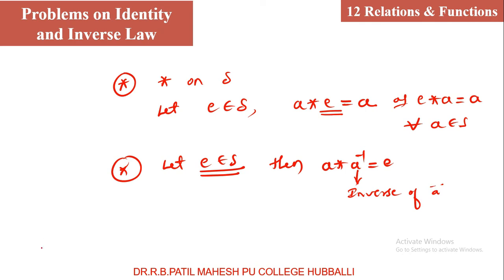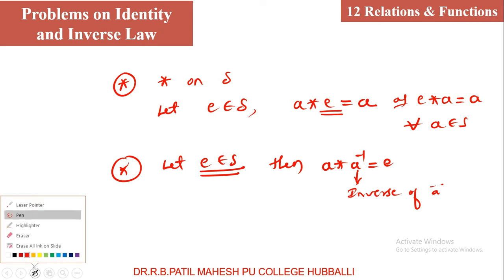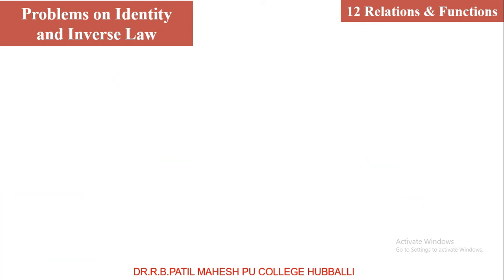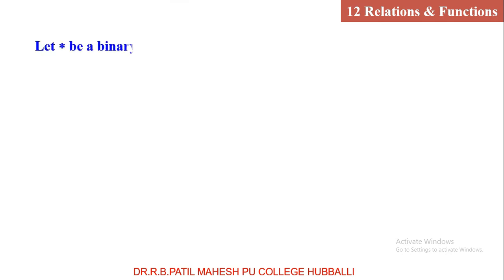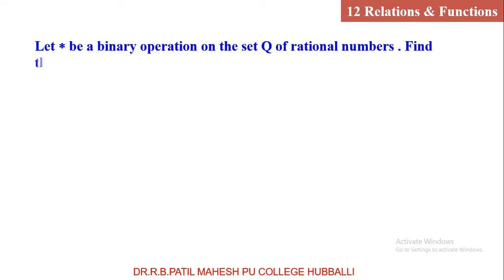Why I am telling repeatedly is just because we should solve the problems without any doubts. Once a student is clear with the definition, they easily solve the problems. So then we'll see the problems now. Let star be a binary operation on the set Q of rational numbers. Find the identity element. The operation is here A star B equal to AB upon 4.